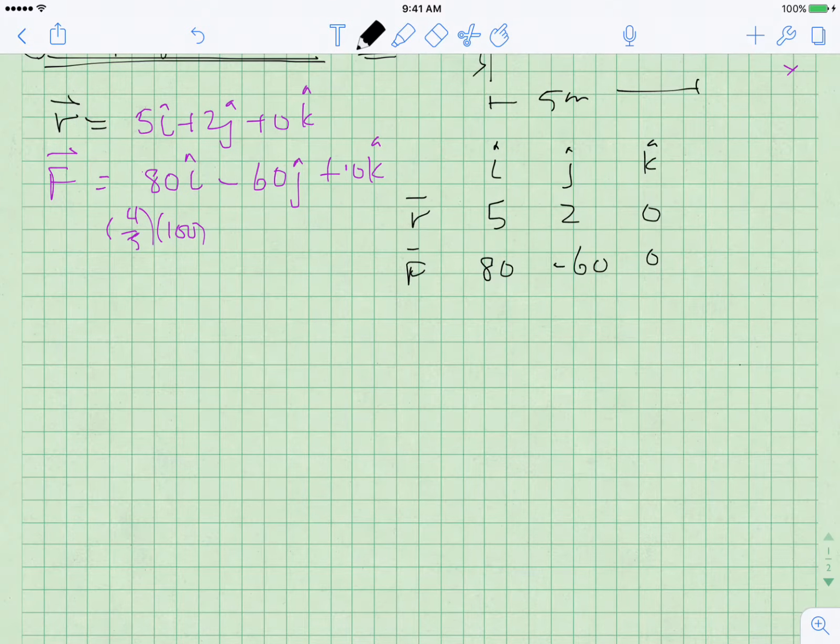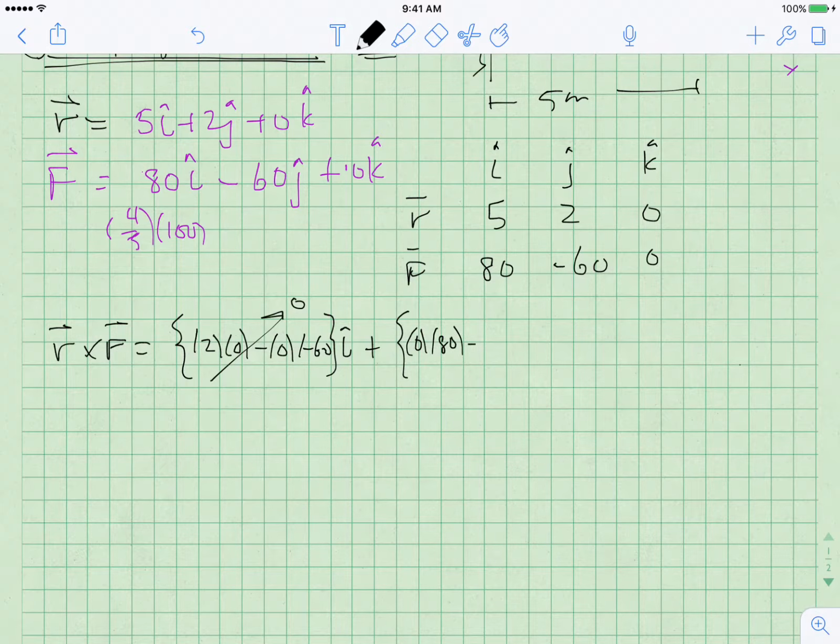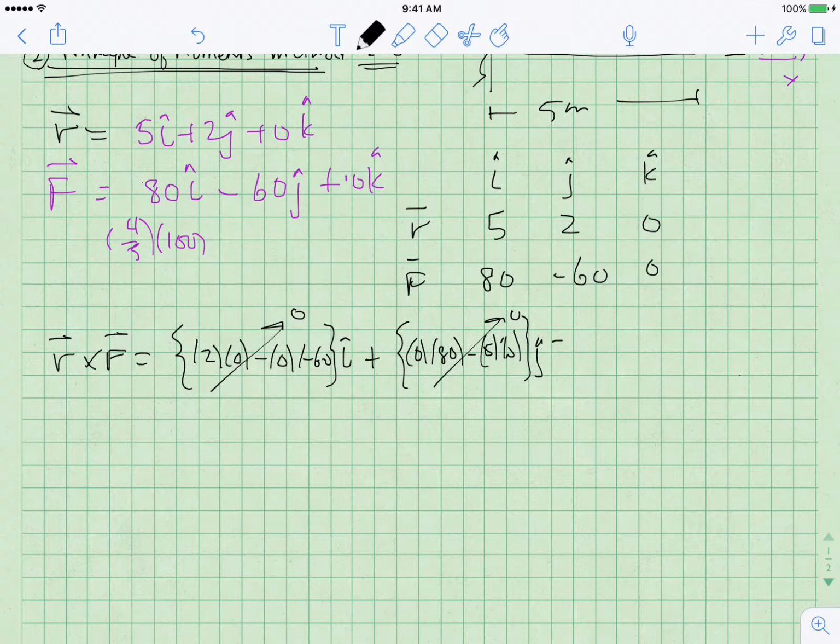I'm just going to do that below here. So r cross f equals, and now I'm thinking about the i part first. We have a 2 times 0 minus a 0 times a minus 60. That's nothing. That's what I have in the i. Second, I think about what I have in the j. I've got a 0 times 80 minus 5 times 0. That's what I've got in the j. That's a bust. And then I have this third term, which is really all we expect anyway.